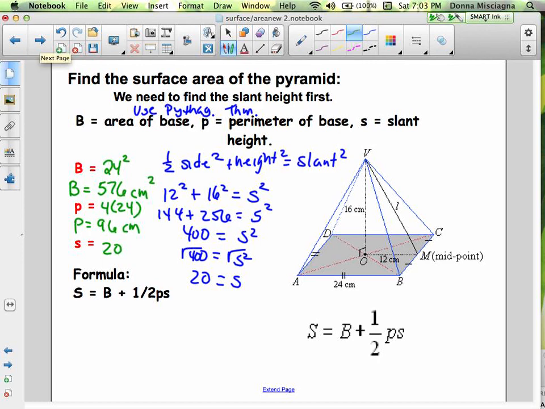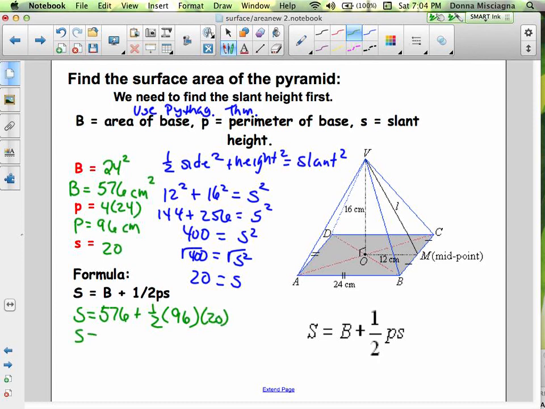This might be the first one. No, well, maybe I can do it without a calculator. So our surface area is 576. We don't want one side, we want the whole area of the base. Plus 1/2. The perimeter is 96. And the slant is 20.